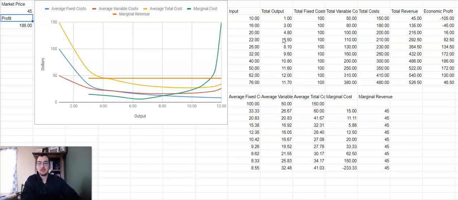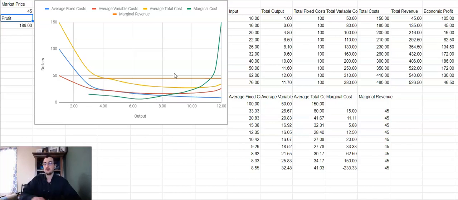So what I'm going to be doing here is we have this graph. And we see that here's our market price. This orange line is our market price or our marginal revenue, because we know that they're equal in perfect competition. We have our marginal cost curve, this green line right here. We have our average total cost curve. And then we have our average fixed cost and then our average variable cost curve.